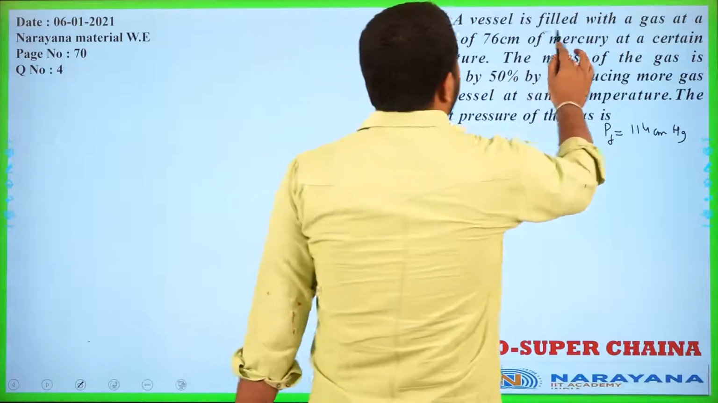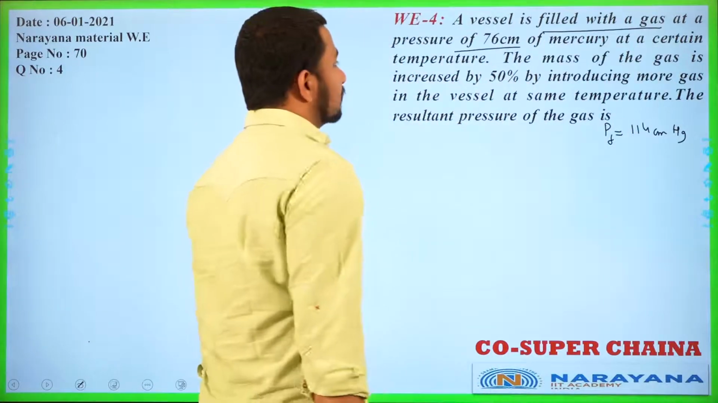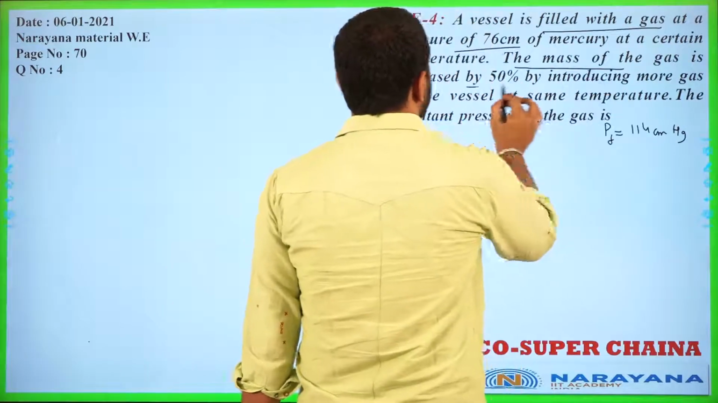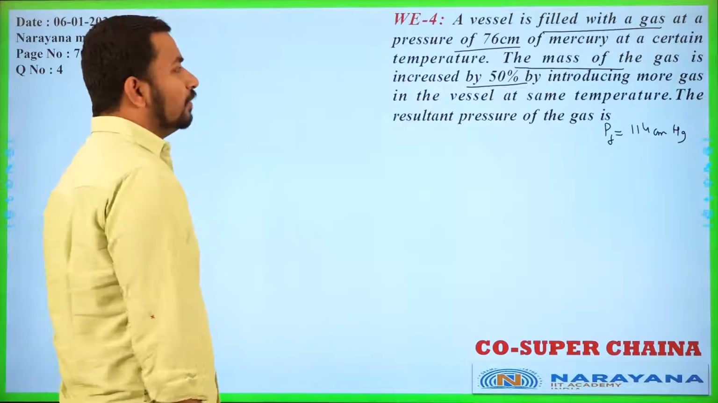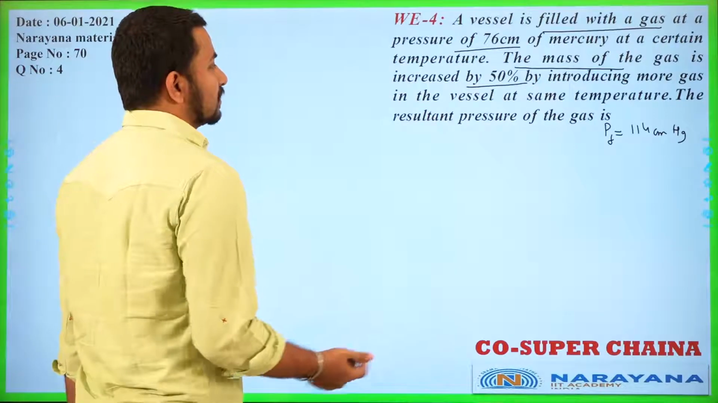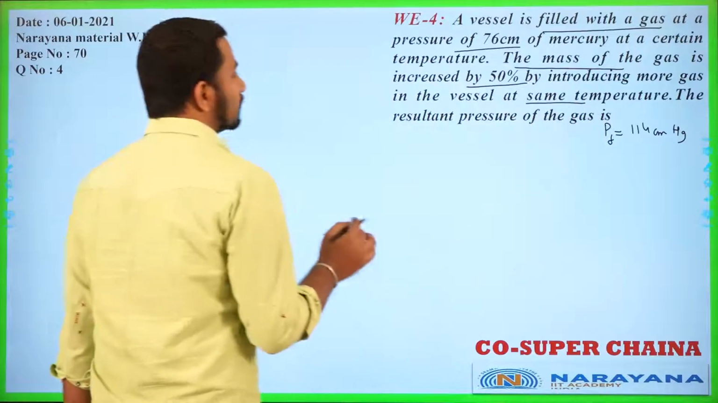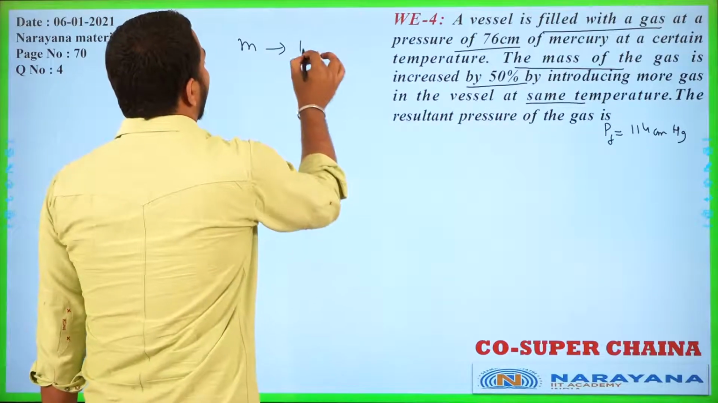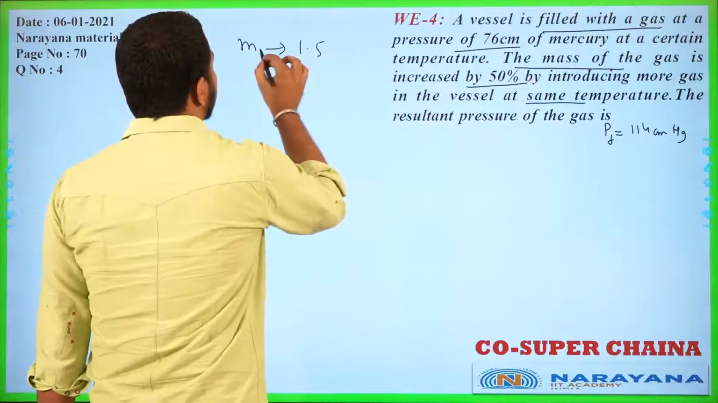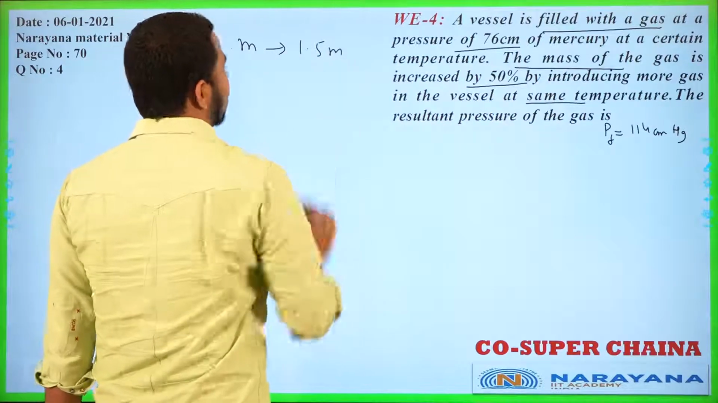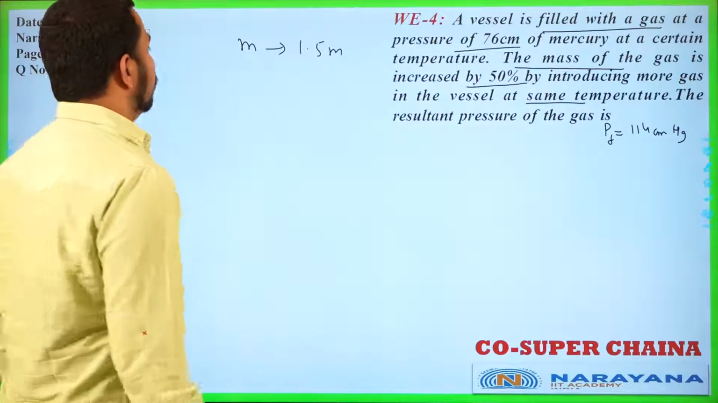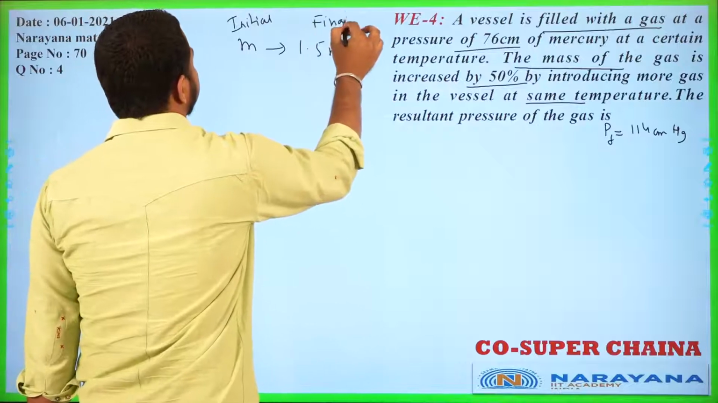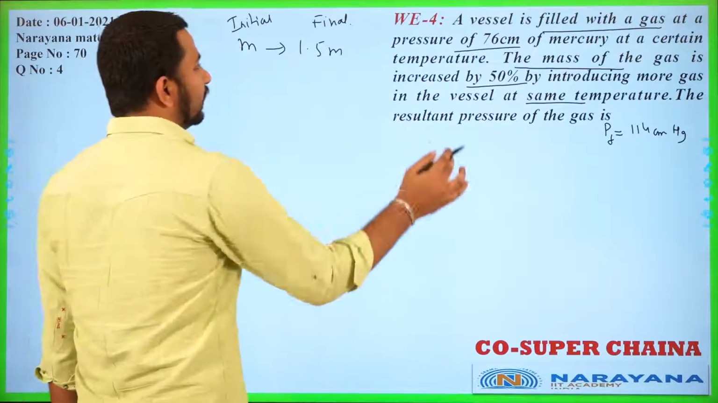A vessel is filled with a gas at a pressure of 76 mm of mercury at a certain temperature. The mass of the gas is increased by 50% by introducing more gas into the vessel at the same temperature. So here, what is given? Here we are increasing the mass by 50% more. So M2 will be 1.5 times M1, right? So M initial is the initial value, and now this is the final value. So all other parameters are kept the same.